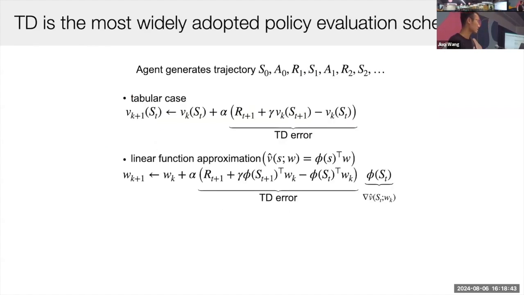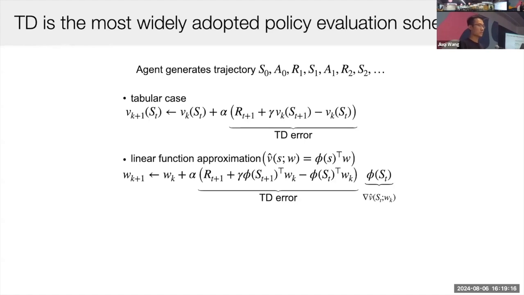So how do we get this state value function? One of the most widely adopted policy evaluation schemes is temporal difference learning, or TD. How it works is the agent generates a trajectory S0, A0, R1, S1, and so on. In a tabular case, where the states can be represented in a table, we can just do this TD update using each state by bootstrapping. We compute the TD error.